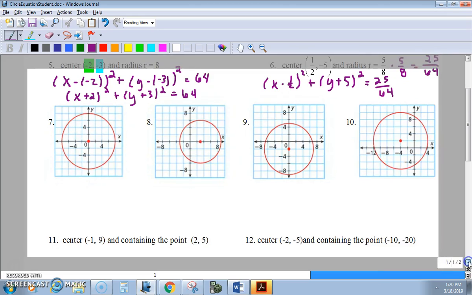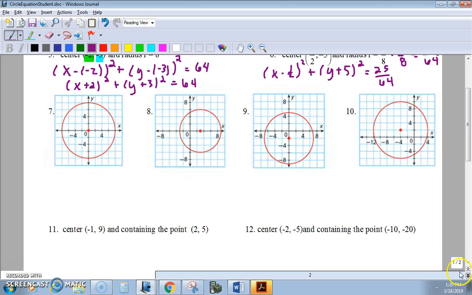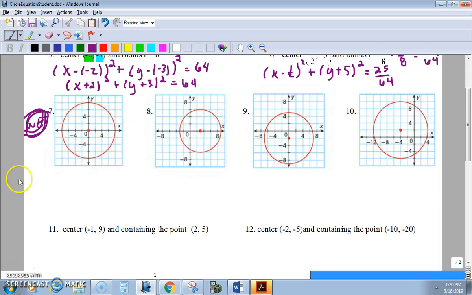Now for this next set of graphs, I'm going to help you find the center and the radius, but I'm going to have you write the equation. So you need to write the equation, okay? Don't forget to write the equation, but I will help you by finding the center with you and the radius.